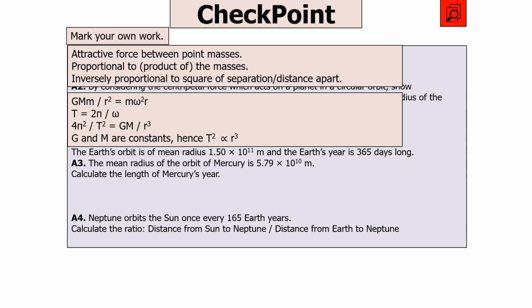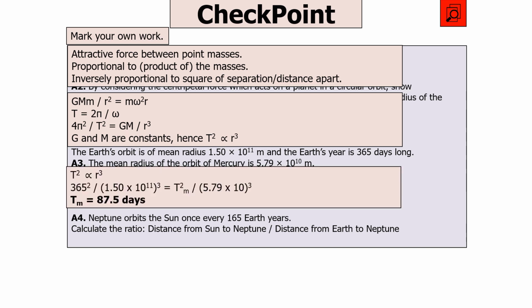Now we can therefore use that to work out the length of the year. So if we know T squared is directly proportional to r cubed, well, we can say that T squared of Earth over r cubed of the Earth equals T squared of Mercury over r cubed of Mercury. Now we know the time of the Earth year, we know the distance between the Earth and the Sun, we know the distance between Mercury and the Sun. Now you don't have to convert the time into seconds because it's a ratio, so it would work out a value in days, so it's 87.5 days.